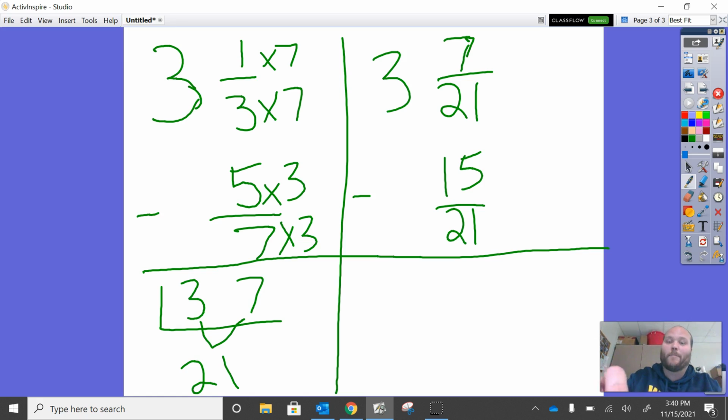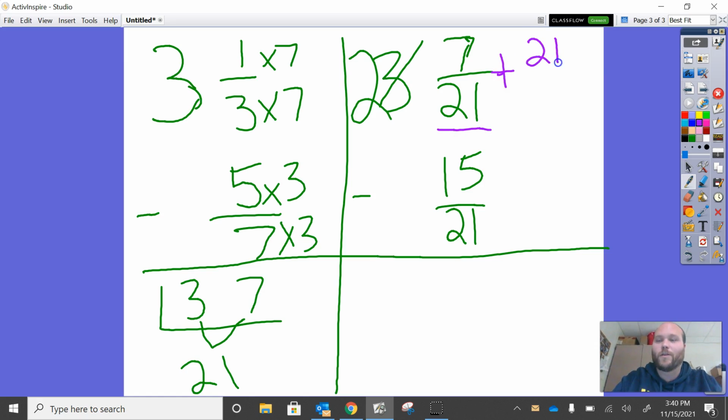So I have to borrow from this whole. That whole is going to become a 2. Let me change my color here so it's more prevalent. And then I have to add. Remember, you add the whole and you check your denominator for it. I'm going to add 21 over 21. 21 and 7 make 28. I'm sorry, it's hard to see in the blue, but just stay with me here. And then I have 28 minus 15, over 21.